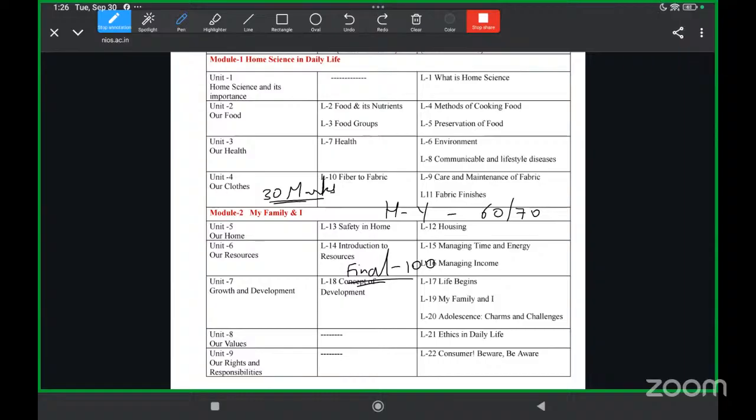Will Sakshi ma'am tell us what chapters will be coming in the basic computing test? Sakshi ma'am will tell you. I'll tell Sakshi ma'am to plan a class with you tomorrow. Today is half over, but tomorrow, maybe around 11:30.